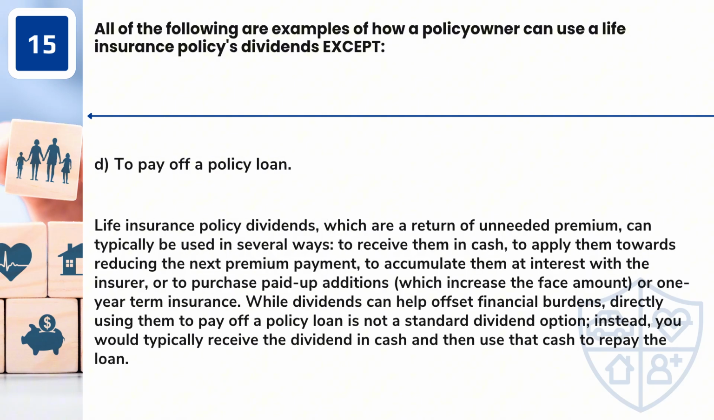Answer: D. To pay off a policy loan. Life insurance policy dividends, which are a return of unneeded premium, can typically be used in several ways: to receive them in cash, to apply them towards reducing the next premium payment, to accumulate them at interest with the insurer, or to purchase paid-up additions, which increase the face amount, or 1-year term insurance. While dividends can help offset financial burdens, directly using them to pay off a policy loan is not a standard dividend option. Instead, you would typically receive the dividend in cash and then use that cash to repay the loan.